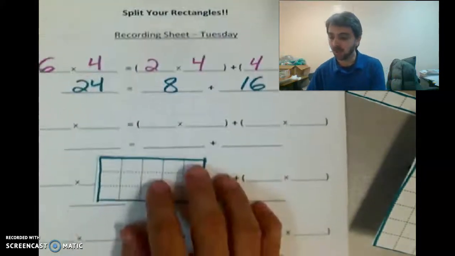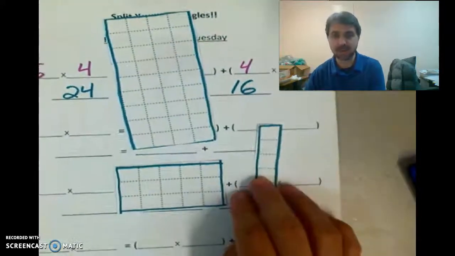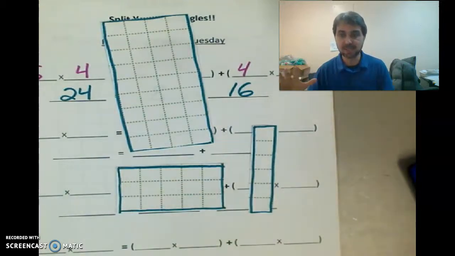All right, so you've got 4 problems to do here because you have 4 rectangles. So I already did 1, and then I would have 3 more to go. All right, so have fun. All right, split those rectangles up into smaller rectangles and see how the distributive property really works.